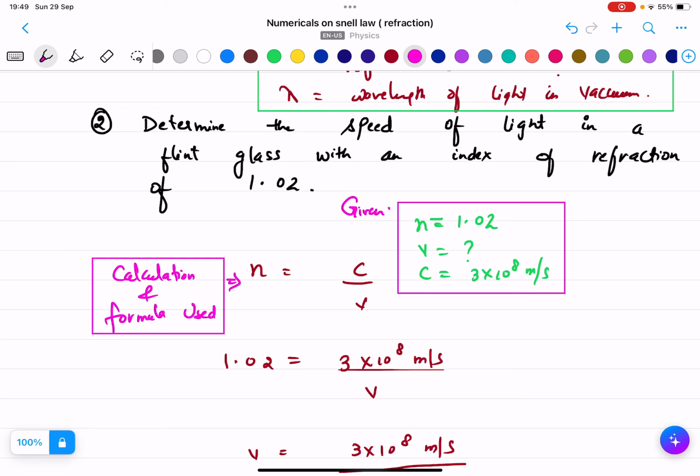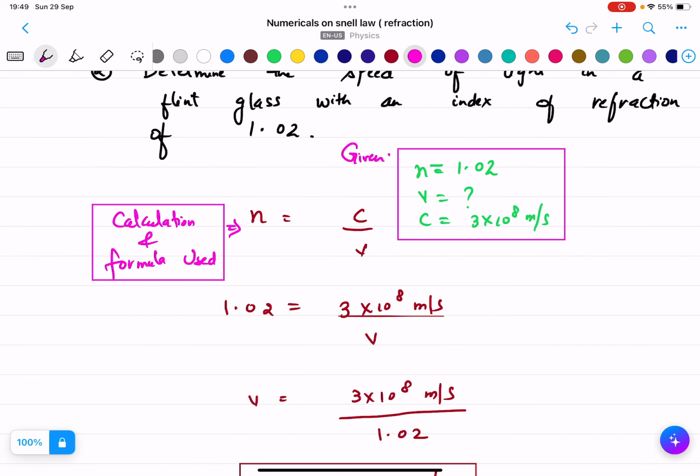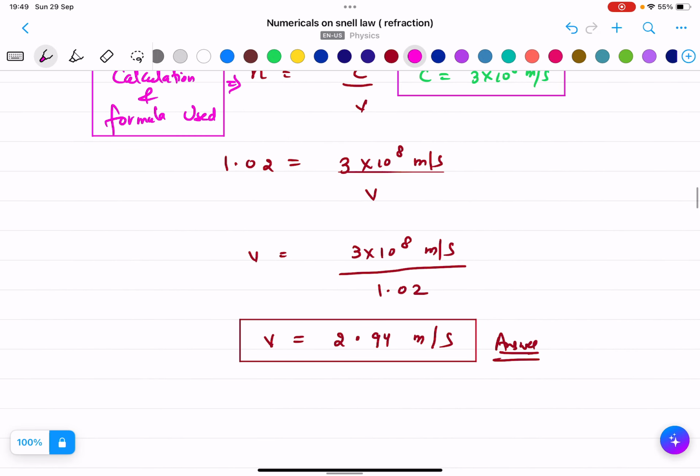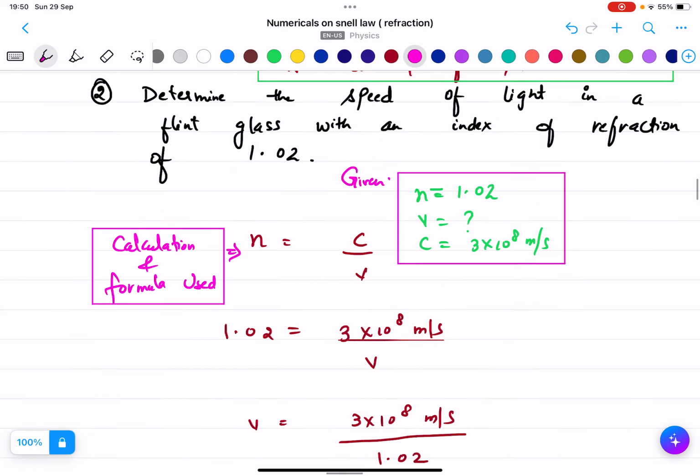Okay, so n equals c by v. n is given to you as 1.02, c is 3 into 10 to the power 8, and we need to find out v. So v will be 2.94 meter per second. So this is the answer. Remember, only 2 or 3 formulas you need to remember. So this is one of the formulas.